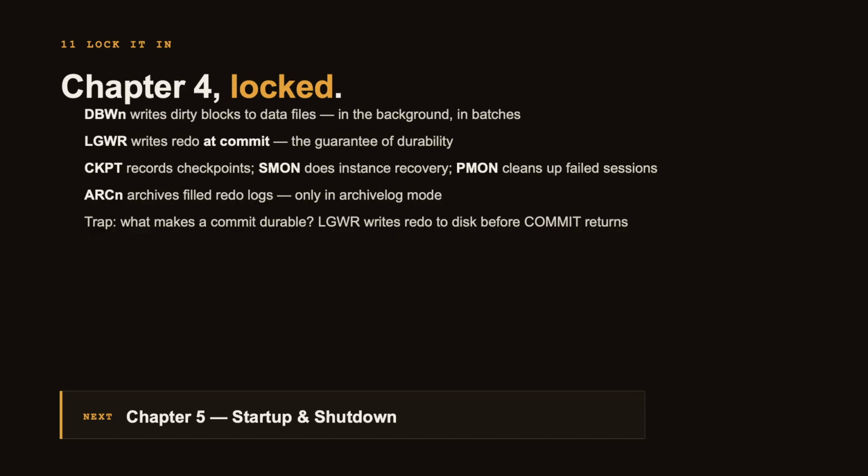And the trap to have ready, what makes a commit durable? LGWR writing the redo to disk before the commit returns. Next chapter we watch this whole crew come to life in order, because starting a database isn't one action, it happens in 3 distinct stages, and each one maps beautifully onto the architecture. That's Chapter 5, Startup and Shutdown.